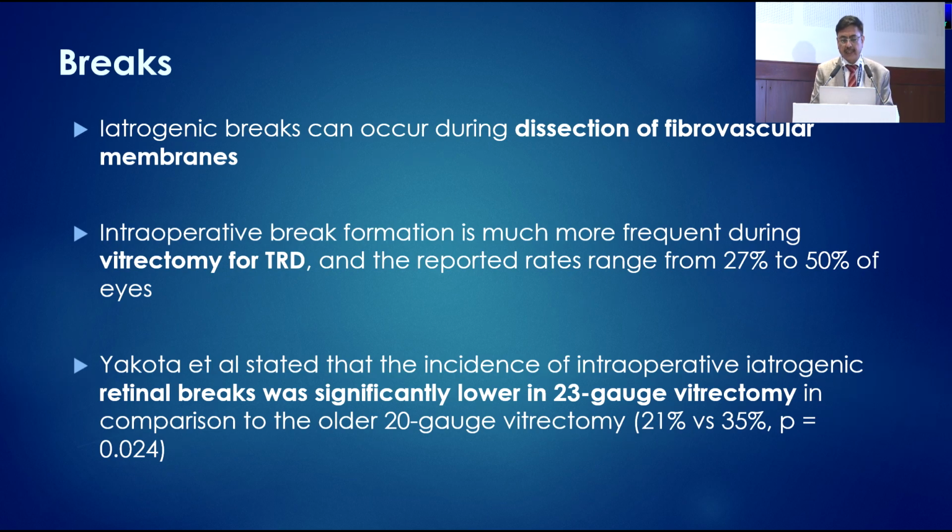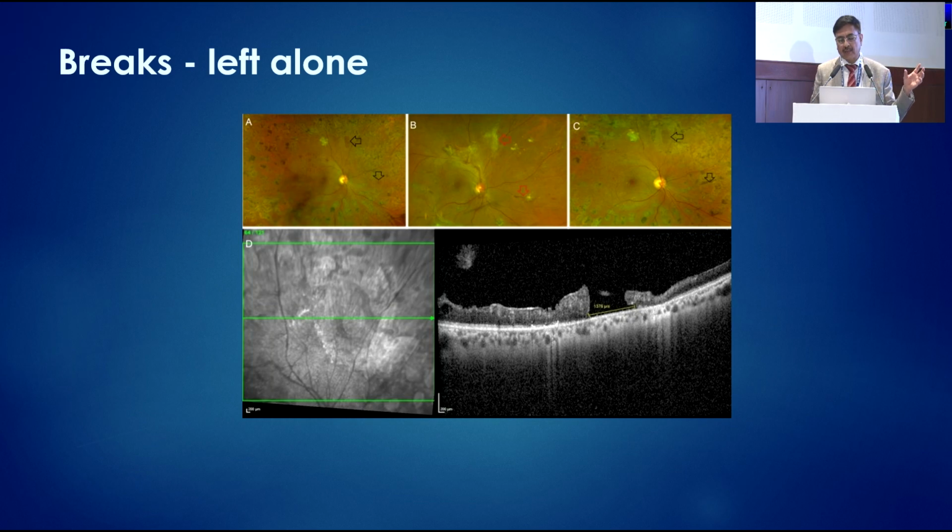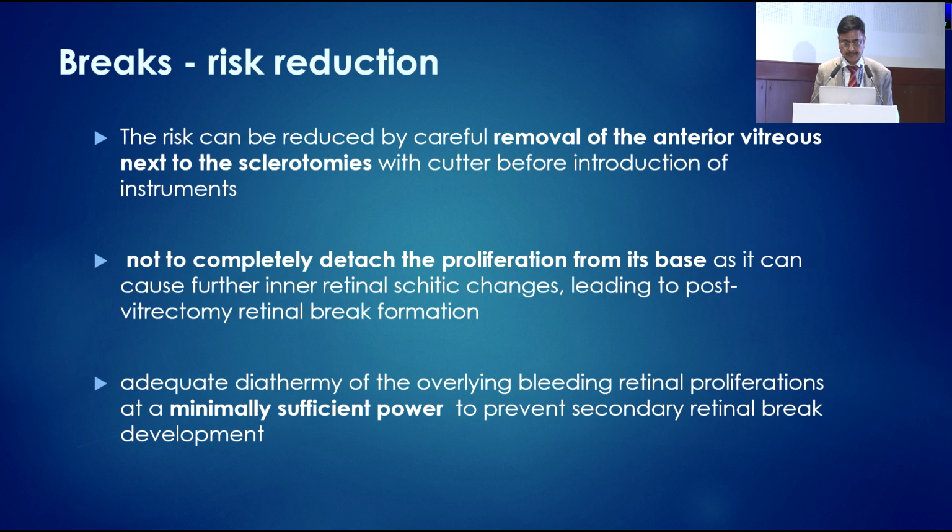Breaks iatrogenically can occur during dissection of membranes, frequent during vitrectomy for PDR. Of course, it has a significantly lower incidence in the era of 23 gauge, 25 and 27 gauge vitrectomies. But posterior breaks have a more fearful outcome than the peripheral breaks, and only breaks associated with adjacent traction limit anatomical success. Like these atrophic breaks taken from Ramesh et al.'s publication don't need anything to be done. You just leave them alone.